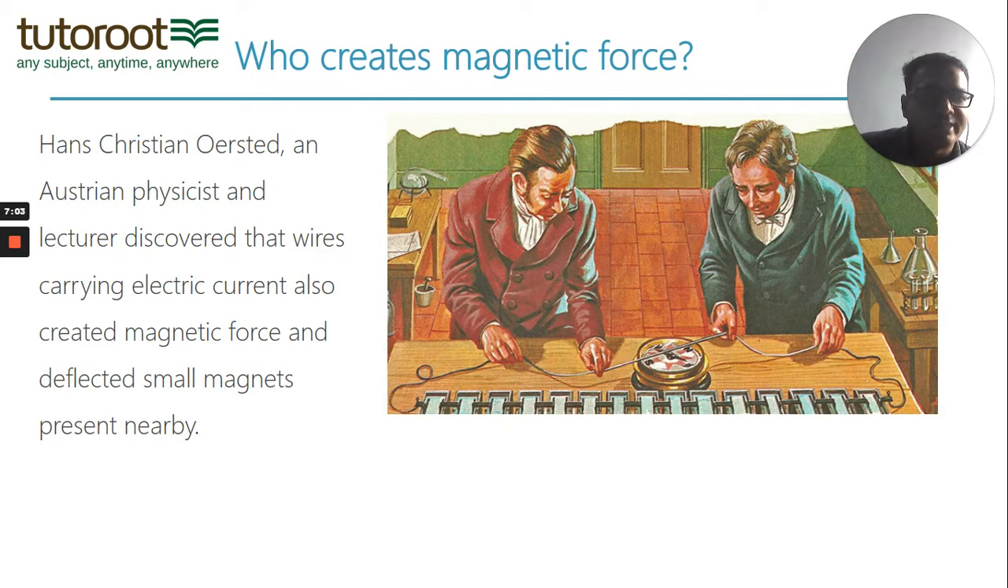We know that magnets create magnetic force, but there was a scientist called Hans Christian Ørsted who found out that not only magnets but there are other phenomena that can create magnetic force too. So what is that phenomenon? He saw that wires carrying electric current also create magnetic force, and because of that they deflect some magnets kept nearby.